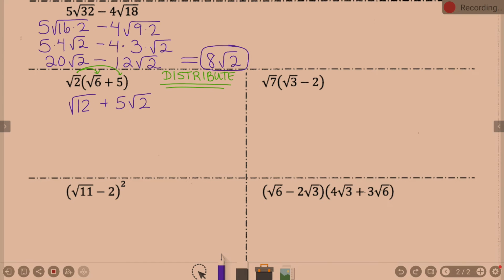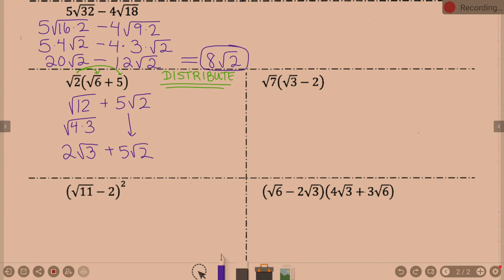So 12 is 4 times 3. The square root of 4 is 2. 3 stays under the square root. Square root of 3. And then plus, what about 5 square root of 2? Does that simplify? No. Square root of 2 is square root of 2. So that one we just carry down. 5 square root of 2.